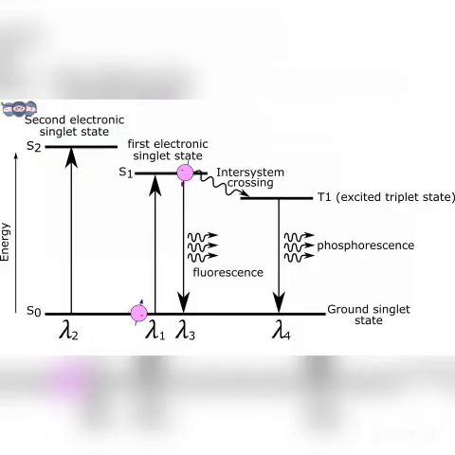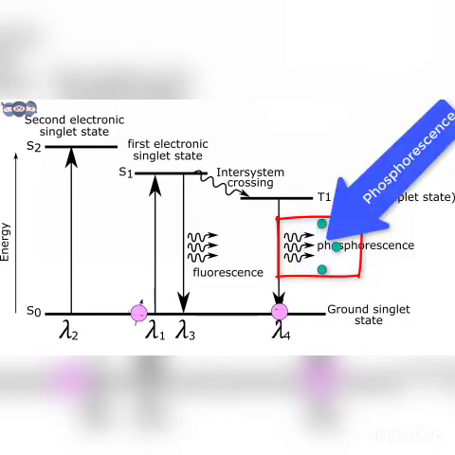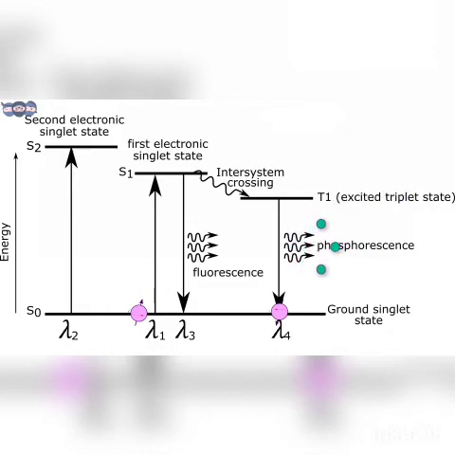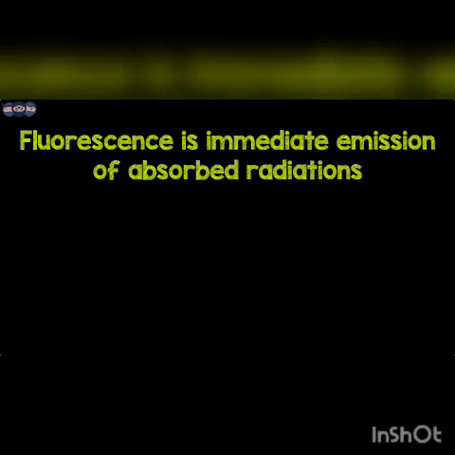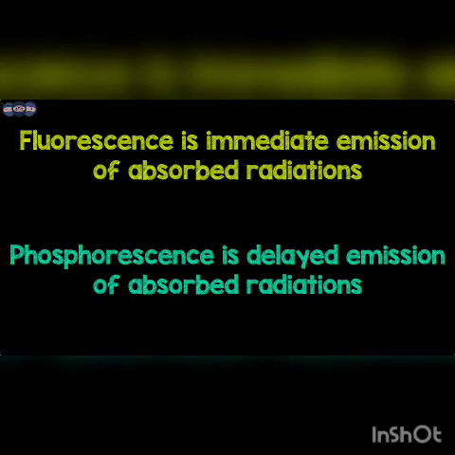Sometimes, electrons, instead of transitioning from the first electronic singlet state to the ground state, go to the first excited triplet state. They stay there for some time before transitioning to the ground singlet state. This transition is accompanied by emissions being released. This phenomenon is called phosphorescence. Even phosphorescence helps one perform analysis of an analyte. Fluorescence is immediate emission of absorbed radiation, whereas phosphorescence is delayed release of absorbed EMR.